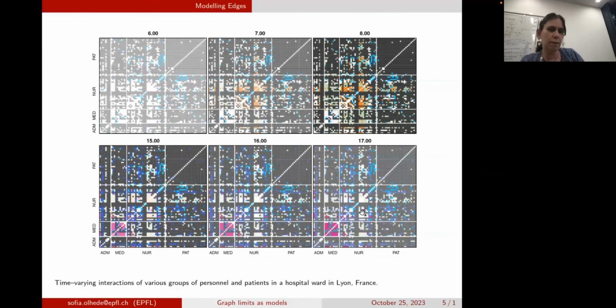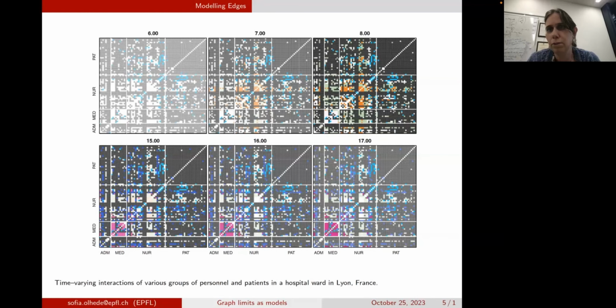Here is another network. It's a little bit more complicated. This is an example of a set of interactions over time. So what you see on the top, don't know if you can see my cursor, where it says 6, 7, 8, 15, 16, 17, etc. These are times, and this is an interaction network in a hospital, and the people in the hospital are wearing proximity devices. So you record a little white or colored dot when people are physically near each other or proximate to each other, and then you think of it as having an interaction.